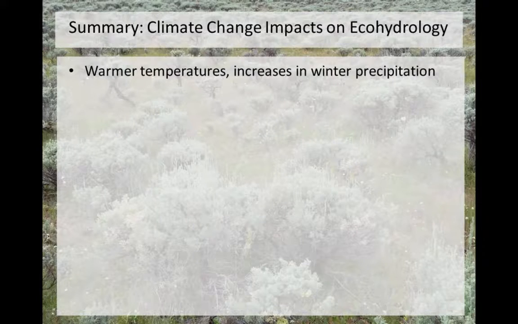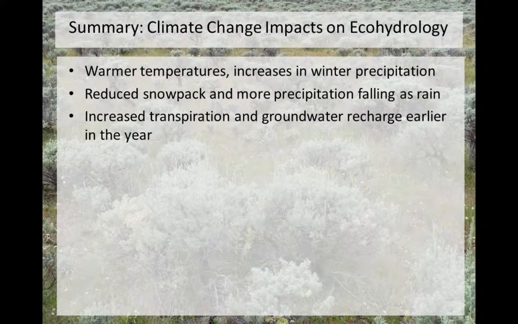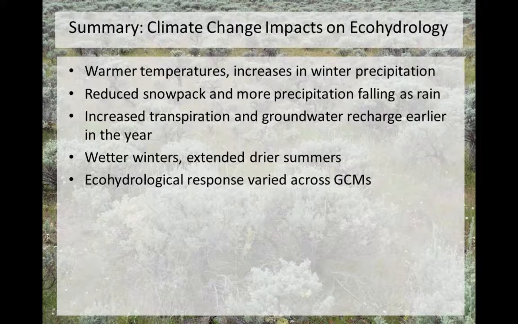Okay, so to summarize what I've just told you, temperatures will be warmer in the future, and we're expecting range-wide increases in winter precipitation on average. Warmer temperatures are going to result in reduced snowpack and disappearance of snow earlier in the year. Also, despite the fact that there will be more winter precipitation, more of that precipitation will be falling as rain. Shifts in temperature are going to shift transpiration and groundwater recharge to earlier in the year. Our soil water potential results suggest wetter winters and an extended dry summer period when plants are growing.